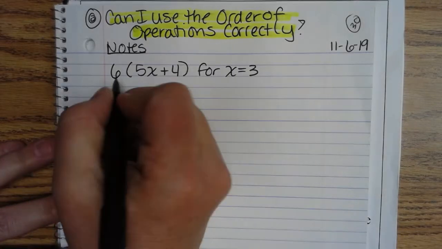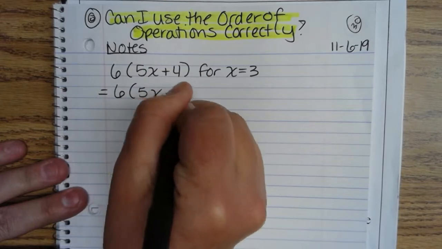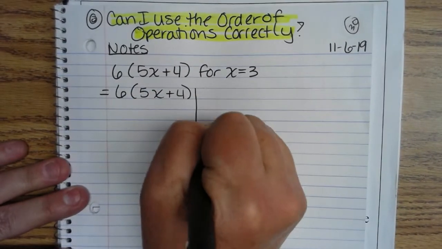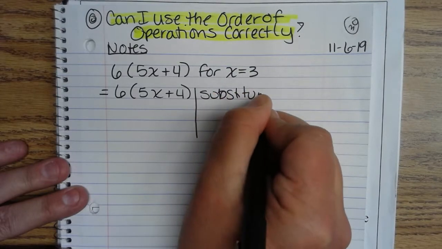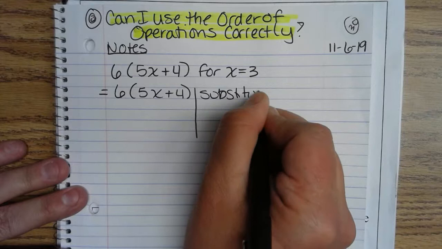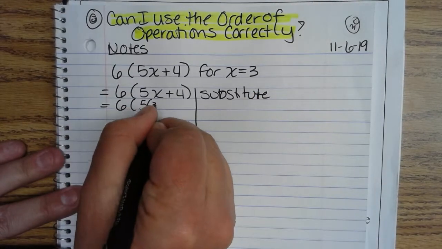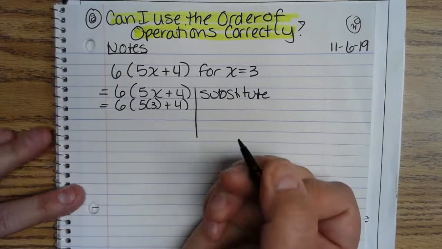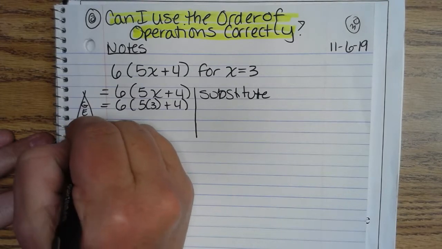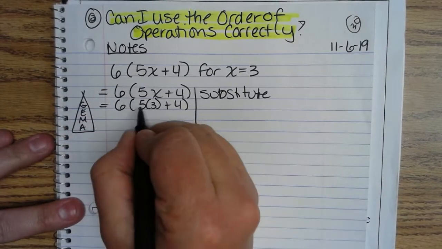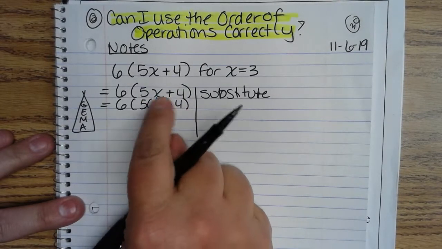So while looking at that problem, again, the first thing we're going to do is rewrite it. And we're going to go ahead and substitute. So we get 6 and then 5 times 3 plus 4. I do my GEMMA, groups, exponents, multiplicative, additive, and I have a group here. So I have to do the GEMMA inside the group as well.